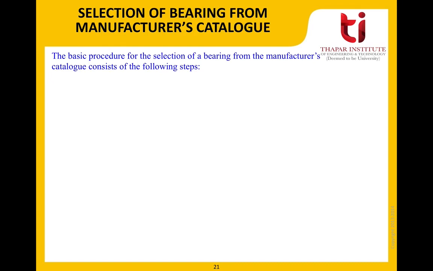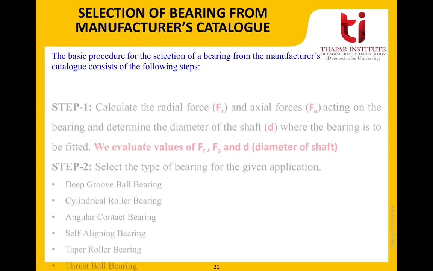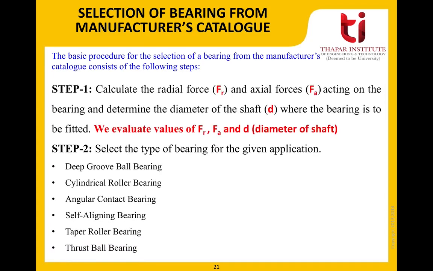Now we need to talk about the selection of bearing from the manufacturer's catalog. The basic procedure for the selection of a bearing from a manufacturer's catalog consists of the following steps. There are 7 steps in total. Step 1 is to calculate the radial force Fr and axial force Fa acting on the bearing and determine the diameter of the shaft D where the bearing is to be fitted. So in step 1, we have to evaluate the values of Fr, Fa and D, that is the diameter of the shaft.